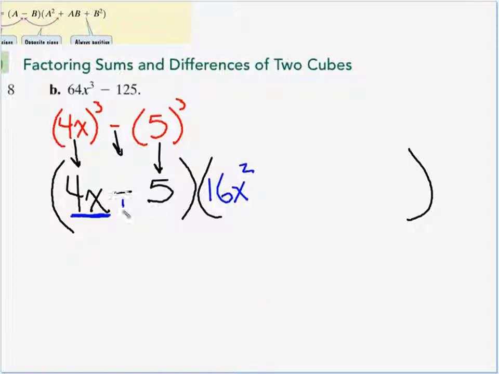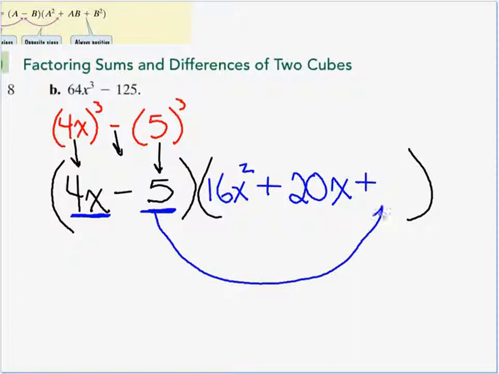Whatever sign we have here in the binomial, we flip. So we're going to go from a minus to a plus. Our middle term is the first thing times the second thing. 5 times 4x is 20x. And then the last sign is always positive. And we bring this final term over and square it. 5 squared is 25.